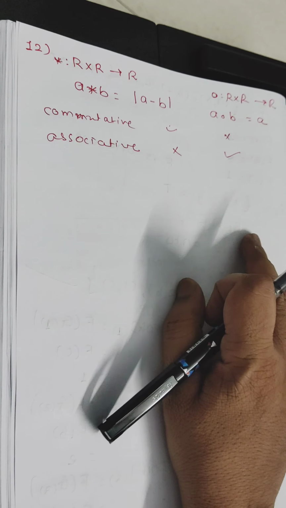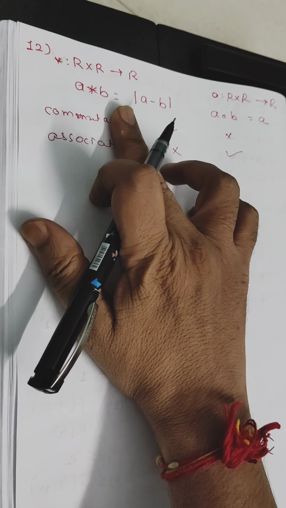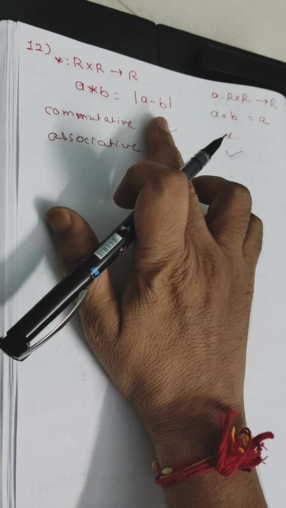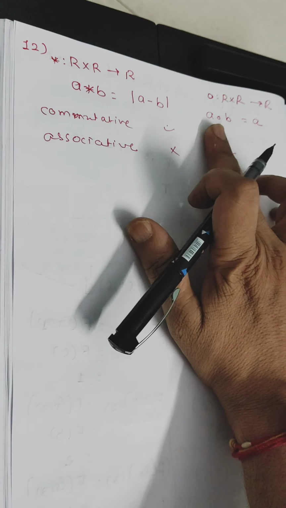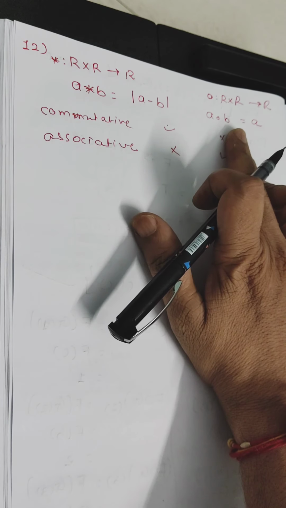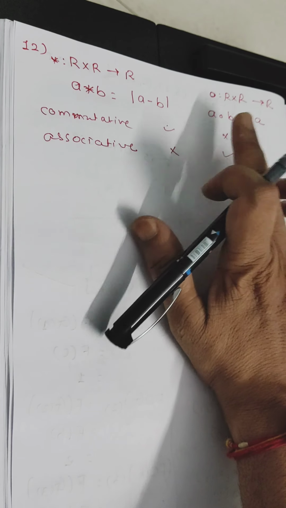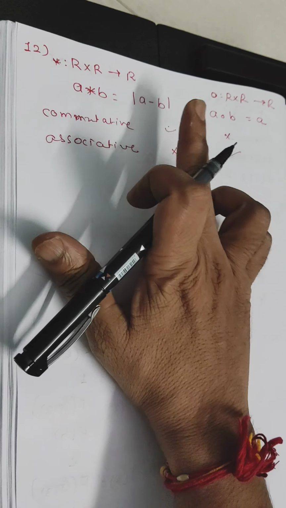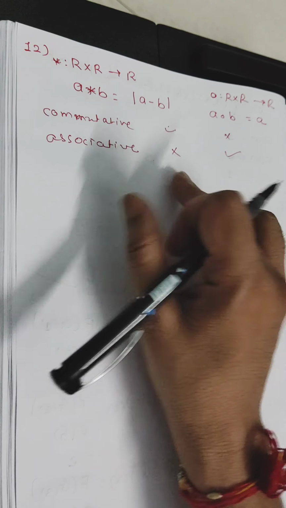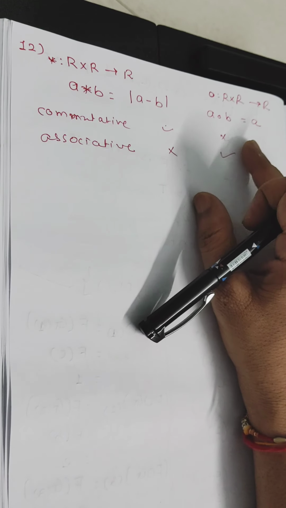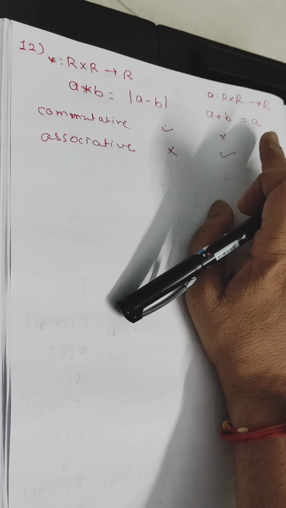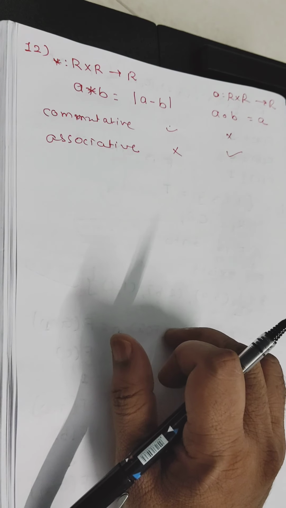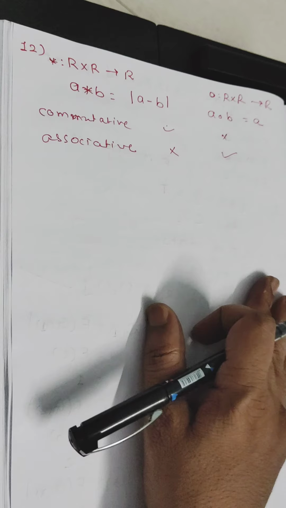In 12th example, a binary operation is given like this, that A binary operation B is equal to modulus A minus B, and A binary operation B is equal to A. This is the second type of binary operation. Here I have to prove it is commutative but not associative, and this binary operation is not commutative but associative. And when it is proved, we have to prove another thing also, that I will write afterwards.